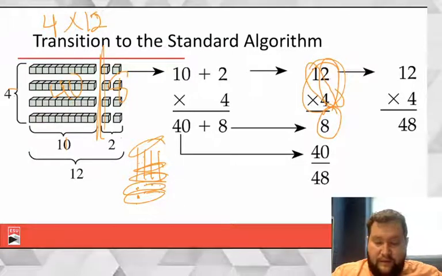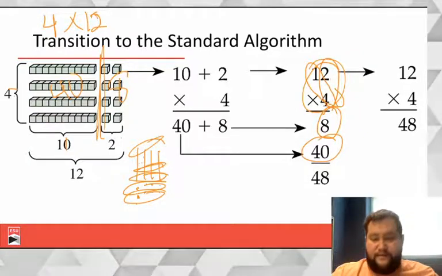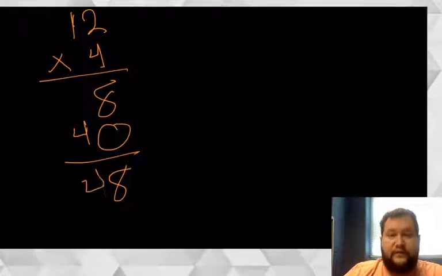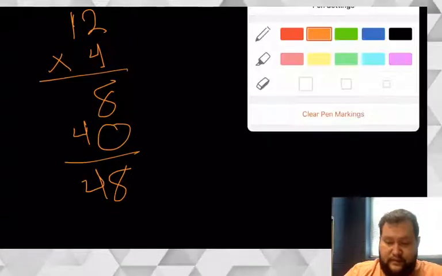Right, I don't want us to think about it that way. And let me bring up a whiteboard. A way you might hear this explained is 4 times 2 is 8, add a 0, 4 times 1 is 4, just add down the columns, 8 and 4, so our answer is 48. I don't like that explanation, so let me cross those out. What I would much rather hear is we have 12 times 4.